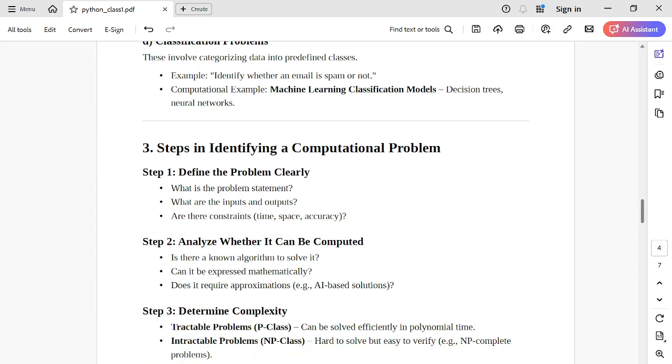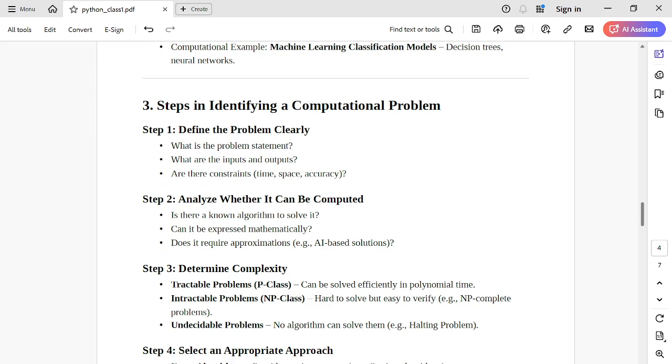So next, the steps in identifying a computational problem. First step, we will define the problem clearly. First, we have to define the problem statement. Next, what are the inputs given to that problem statement and how the output should occur. All this information should be provided. And the constraints for that problem should also be clearly given: time, space, and accuracy.